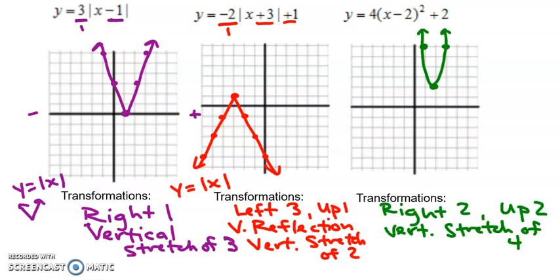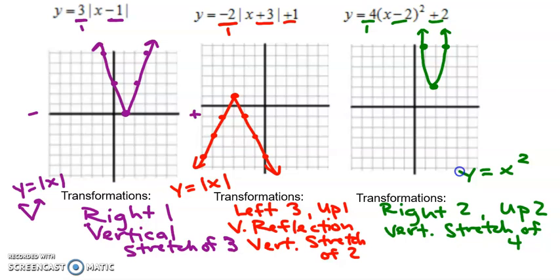Okay, so first off, I see that I've got squared here. I've got some quantity with x squared, so I'm going to have a parabola or quadratic function as my parent function. So I'm going to have a U shape. I've got right 2 and up 2 for a vertex. Then I've got that vertical stretch of 4. So I can go up 4 right 1, up 4 left 1 from my vertex. And then I draw a U shape between my points.